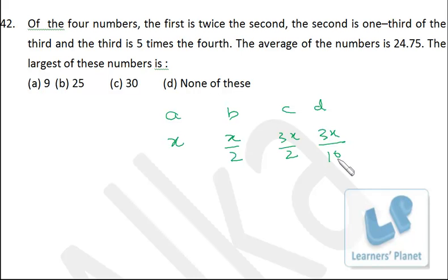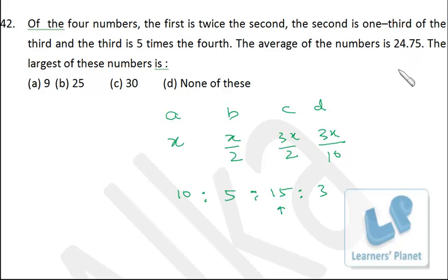Right? Now it becomes simple. We just simplify the ratio. So I multiply all the terms by 10. So it is 10x, it is 5x, it is 15x, and it is 3x. So this is the ratio of the 4 numbers. Okay, now we have to find out the largest of these numbers. So the largest is this part, right? And the average value is given to us as 24.75.